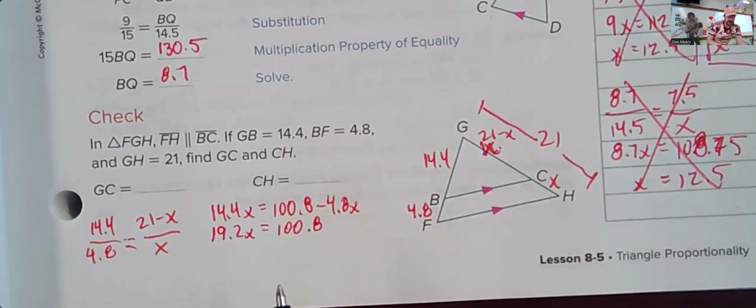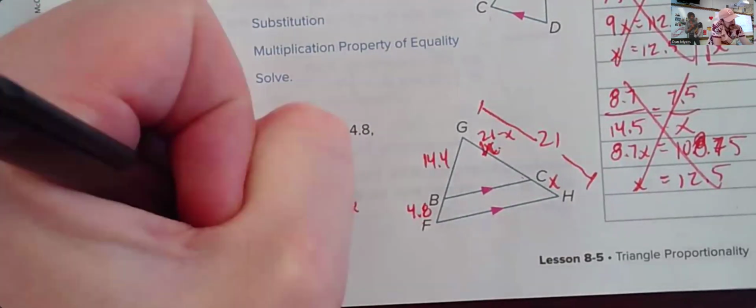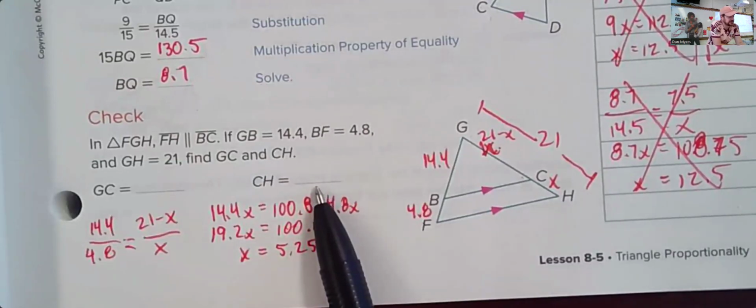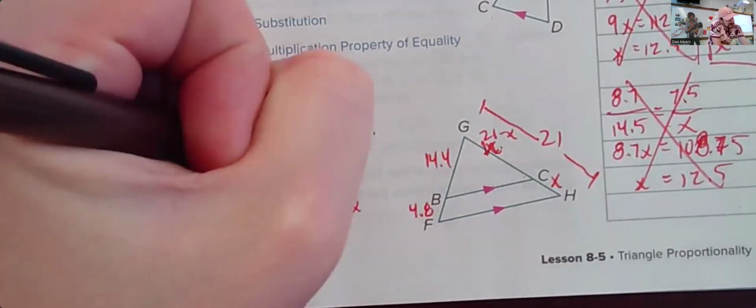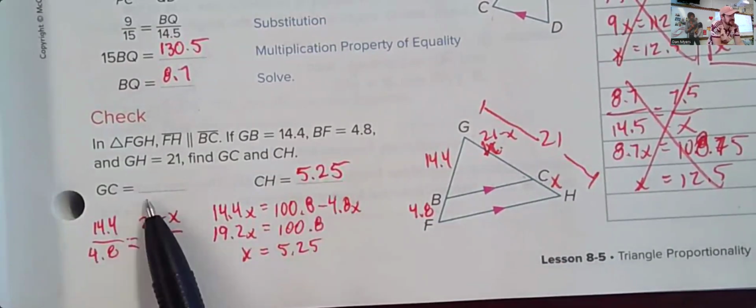So 19.2X equals 100.8. Now take 100.8 and divide it by 19.2. What do you get? All right, we get 5.25, which is equal to our value of CH. So here, for CH, we can write 5.25. Now we can take 21 and subtract 5.25, and that should give us the value of GC.